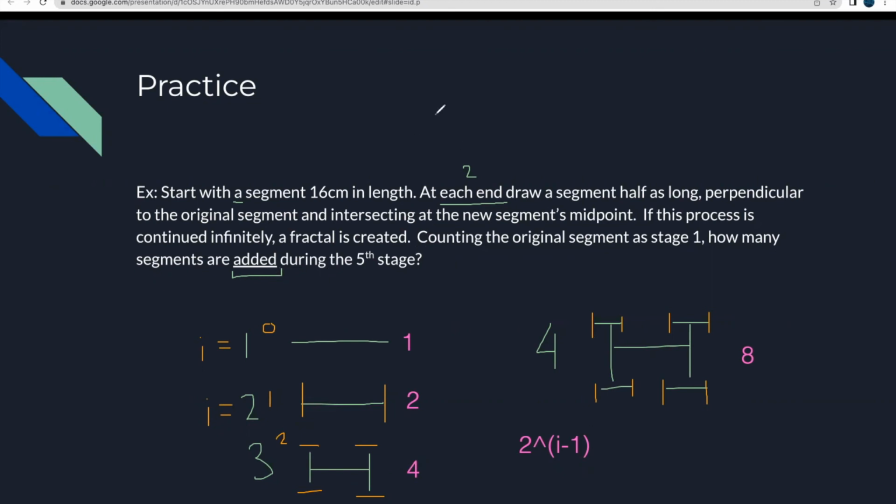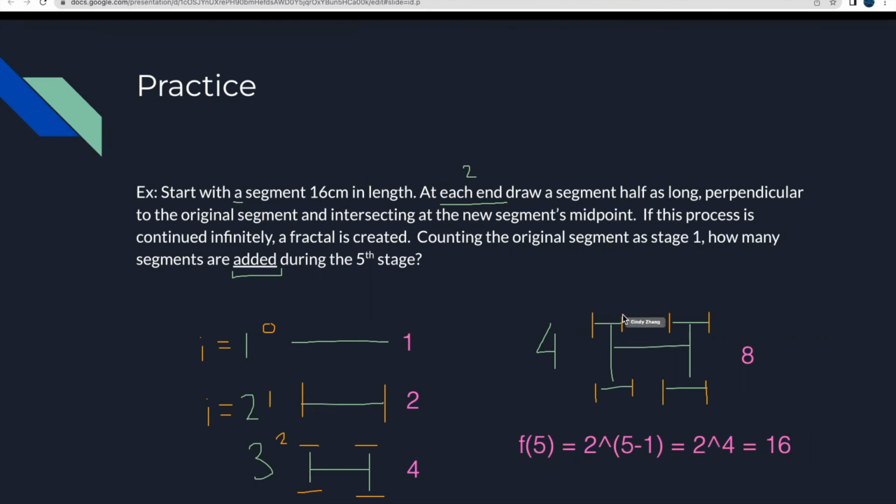So how many segments are added in the 5th stage? Then we can write our equation as, well, actually I already have our equation here. So at stage i, the number of segments added, we're going to call that f of n. Oh, i is the variable used. We're going to say that's 2 to the power of i minus 1. So if this was 5, 2 to the power of 5 minus 1 would be 2 to the power of 4, which is 16. So that's how we know that the segments added in the 5th stage is 16 total. And that'll be our answer.